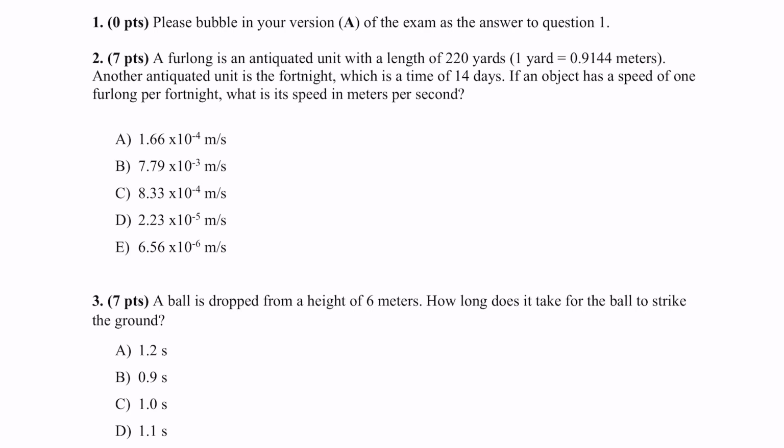Problem 2 says a furlough is an antiquated unit with a length of 220 yards. Another antiquated unit is the fortnight, which is a time of 14 days. If an object has a speed of 1 furlough per fortnight, what is its speed in meters per second? To solve this, we need to convert from furlough per fortnight to meters per second.